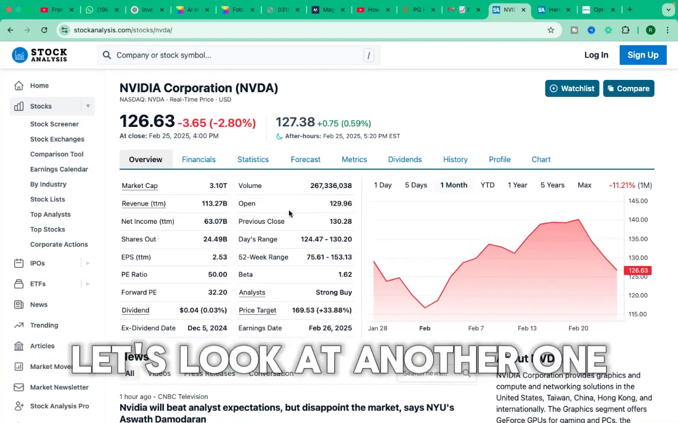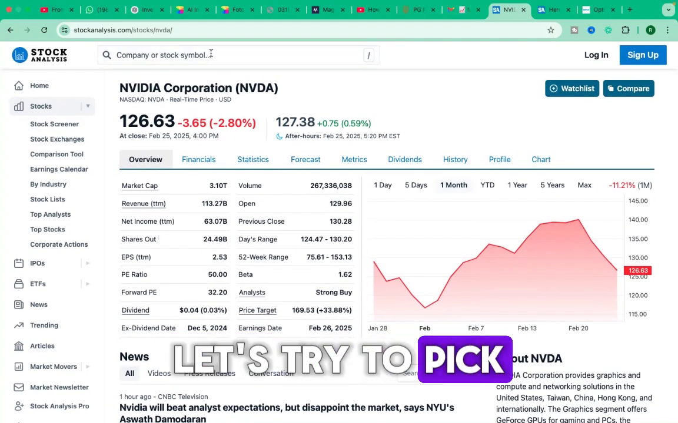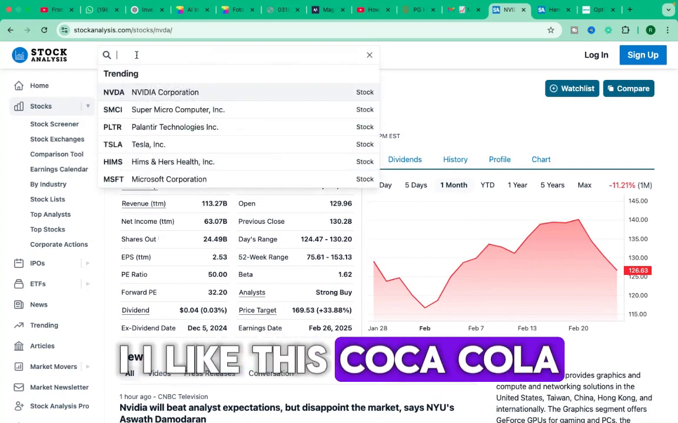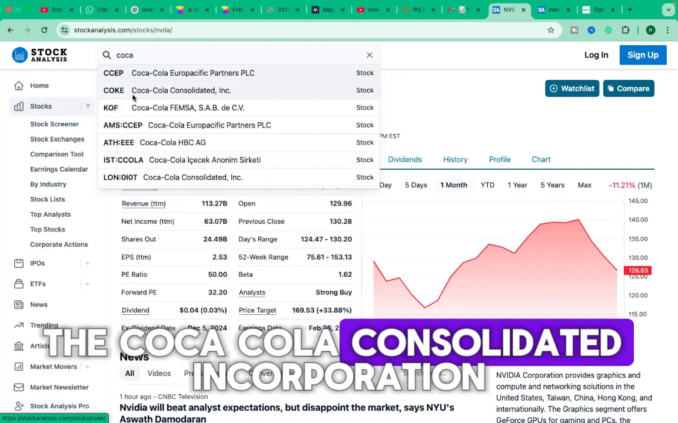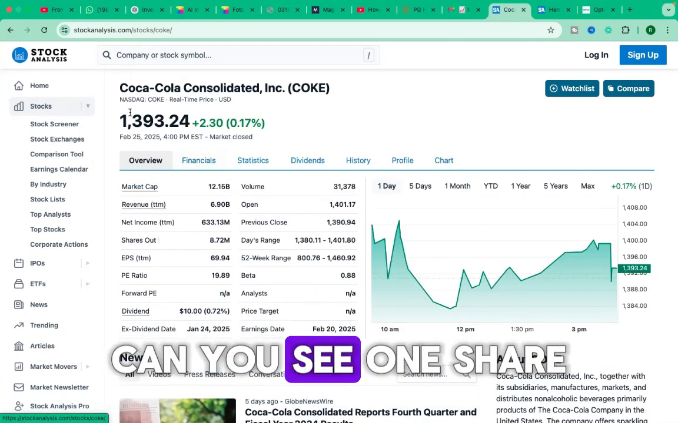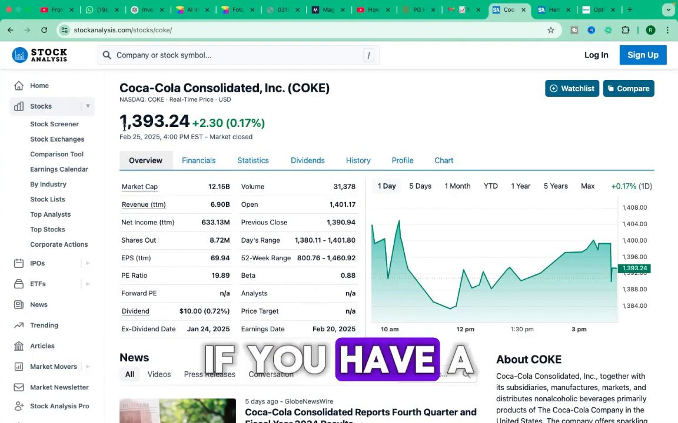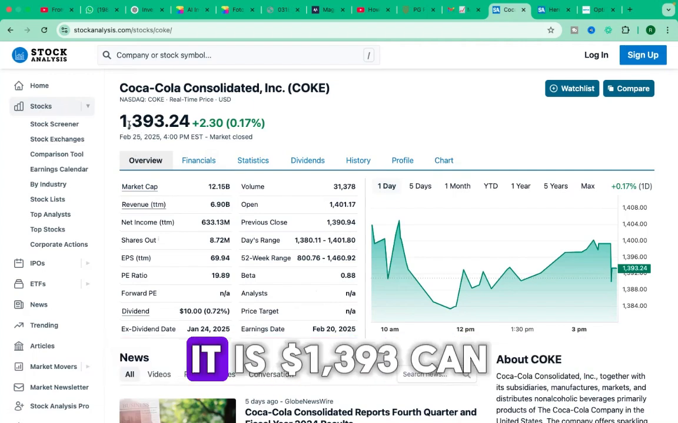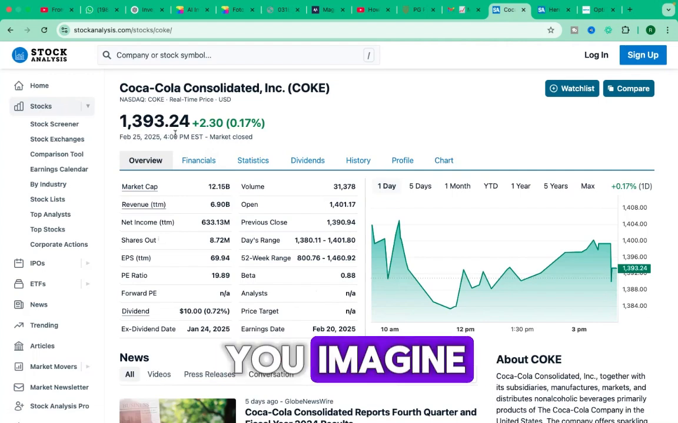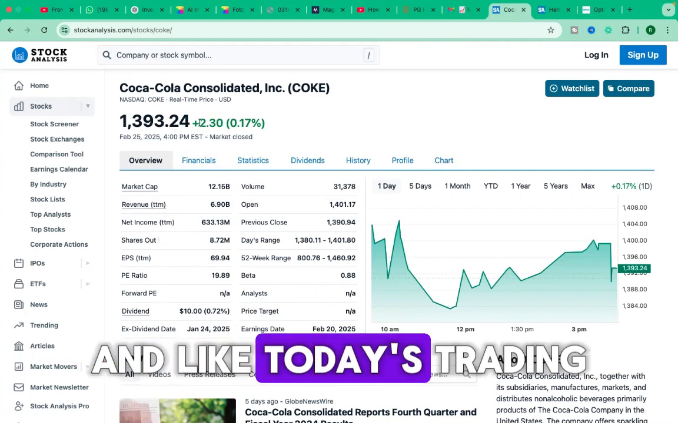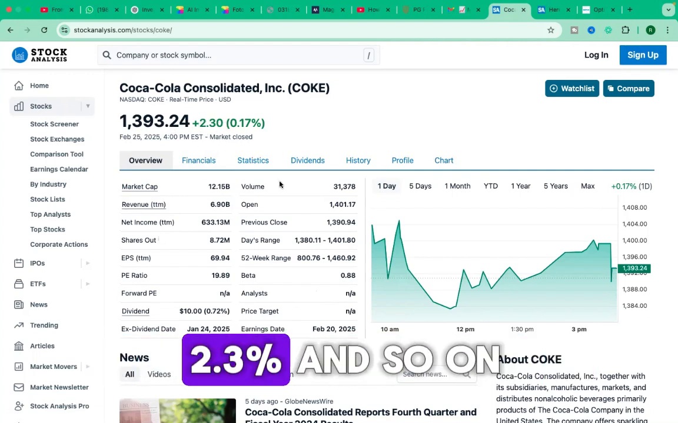Let's look at another one. Let's try to pick another one. I like this Coca-Cola, the Coca-Cola Consolidated Incorporation. Can you see one share? If you have a share of this company, it is $1,393. Can you imagine? And in today's trading, it has gained about 2.3% and so on.